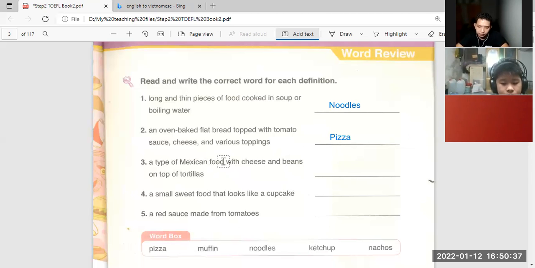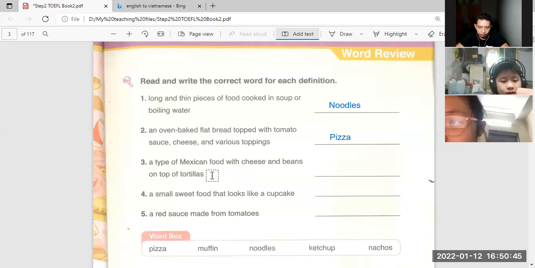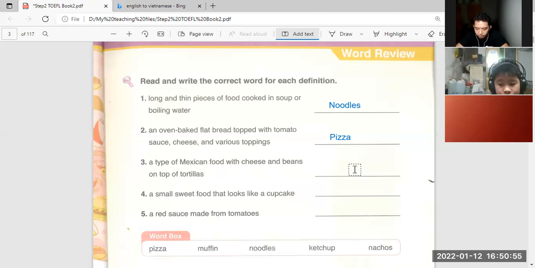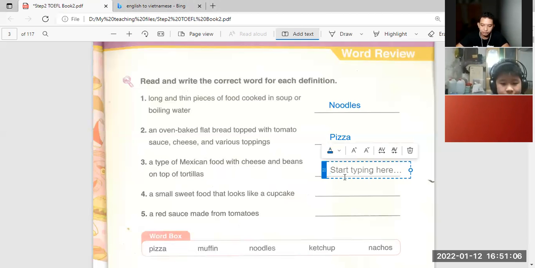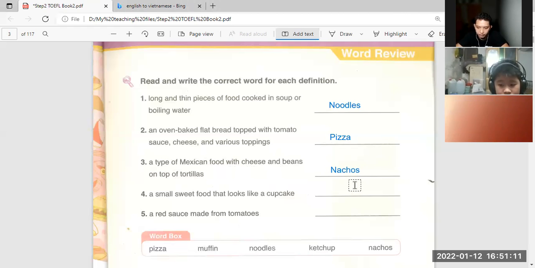Okay, next. Nguyen, number three. A type of Mexican food with cheese and beans on top of tortillas. What is that? Nacho. Okay, it is nachos. Can you say nachos?